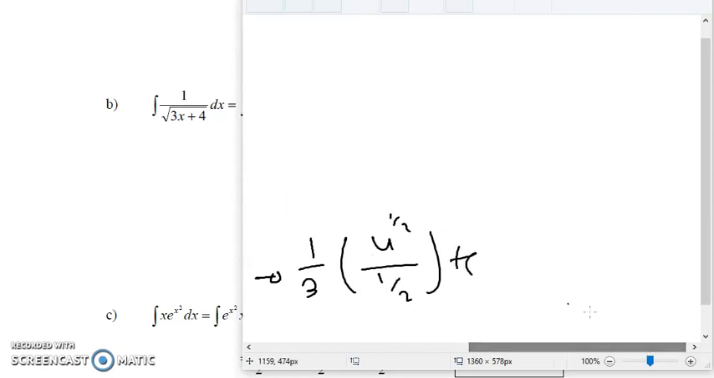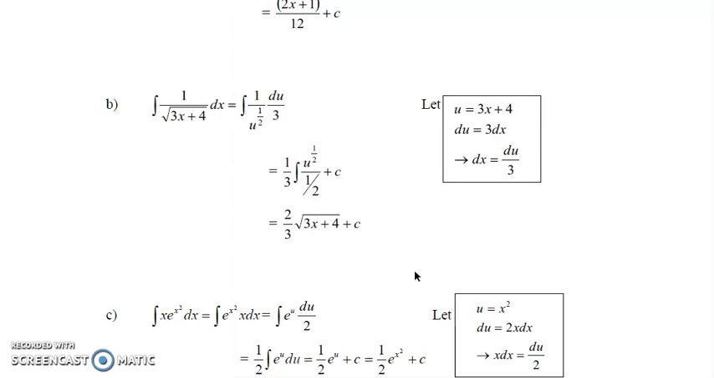So if we want to solve this, what can we do? We can simplify this one. 1/3 is over there, and u is already simplified. The u is 3x plus 4 just now, right? So 3x plus 4, and then we'll be having 2 there actually, right? And plus c there. Okay, you already have the answer here.